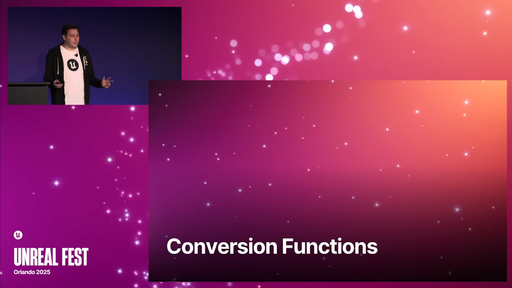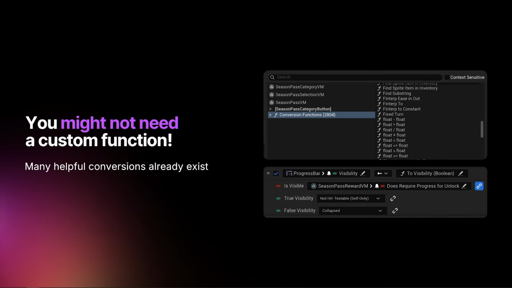All right, now let's talk about conversion functions. Conversion functions are another way that you can set up your bindings, and they're a very handy tool. And thanks to conversion functions, you might not need to create a custom function in your widget like I showed you earlier. There were around 1,250 conversion functions included in Unreal Engine 5.5.